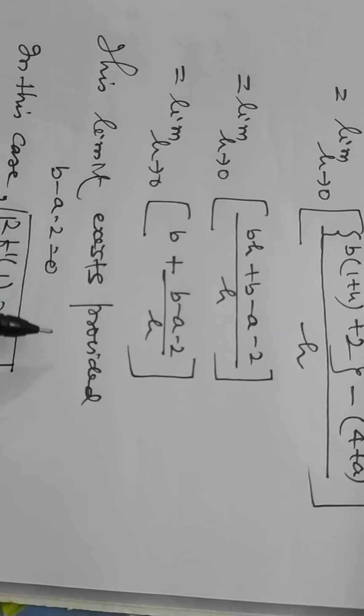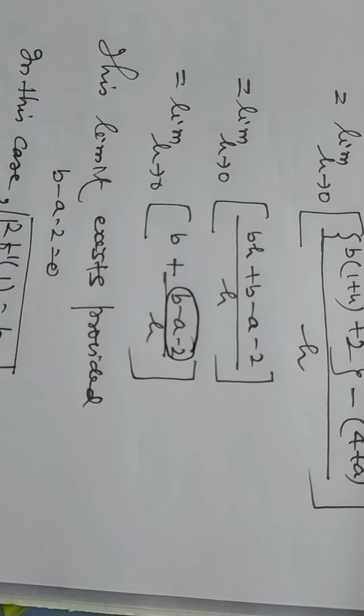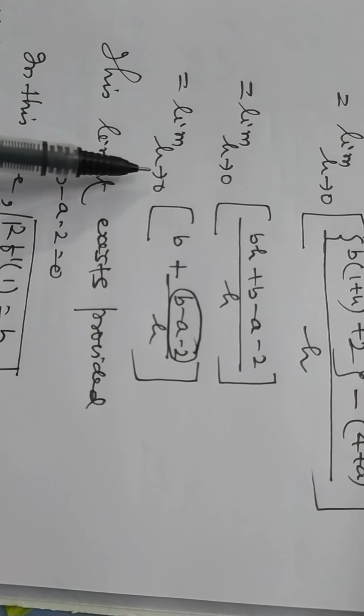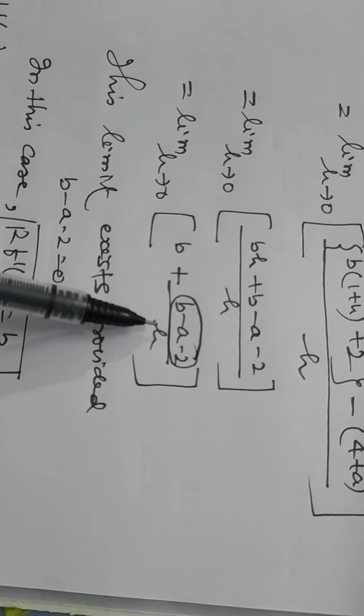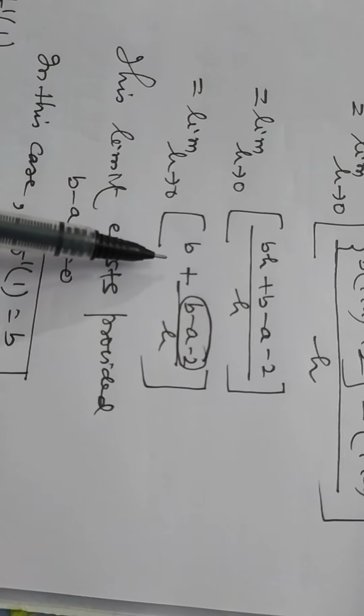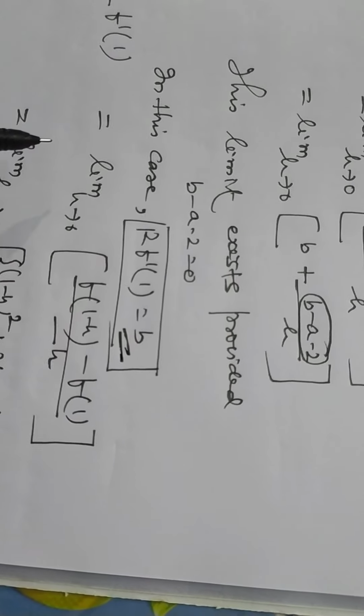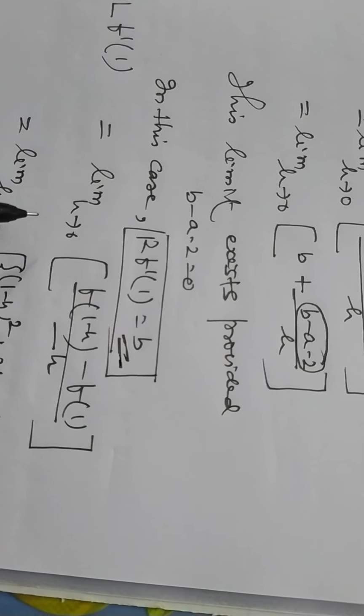So this limit exists provided b minus a minus 2 is equal to 0. It is obvious. The limit will exist if b minus a minus 2 is equal to 0, and the value of the right hand side limit will be b. Now see, what will be the value of the left hand side limit?